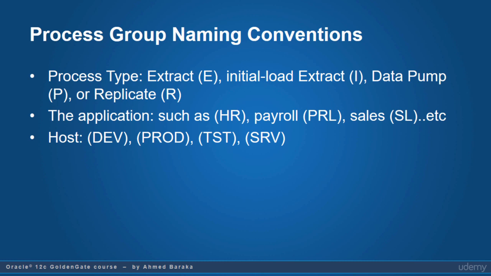When you give names to the process groups, you can use any OS-supported naming convention you want. The slide is showing a suggested naming convention. The first letter of the process name indicates the process type: E for extract, I for initial load, P for data pump, and R for the replicate.